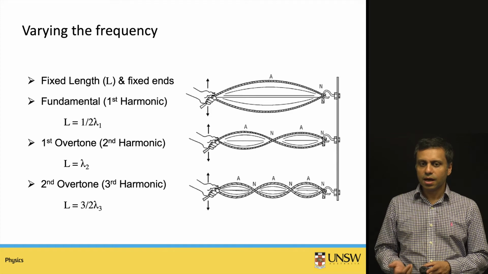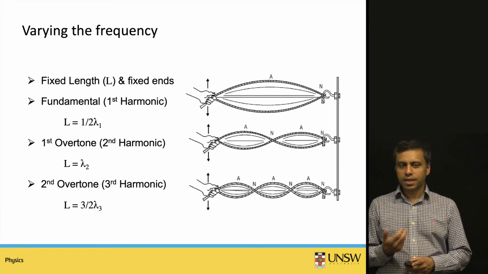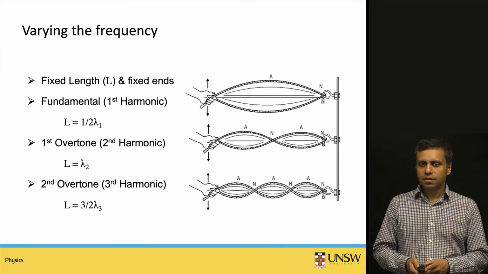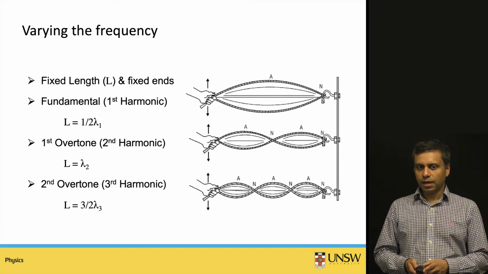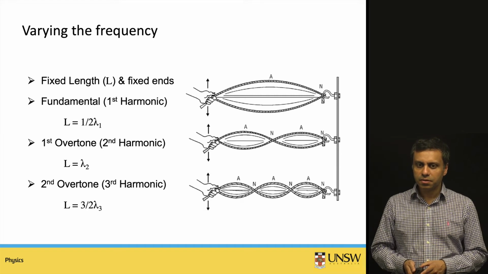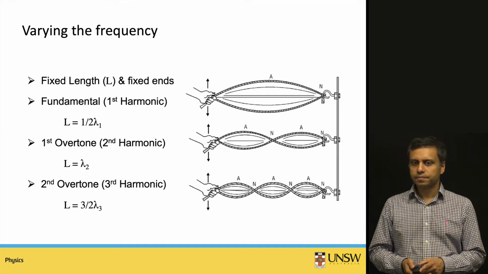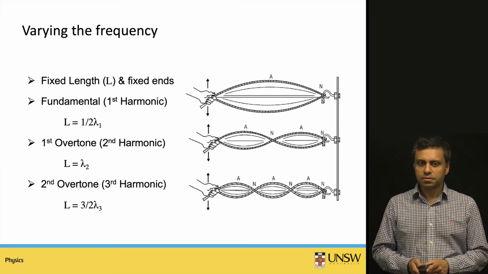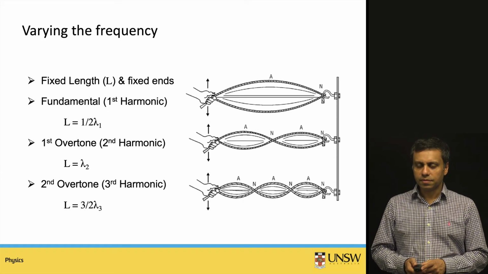The next one is the third harmonic, or also called the second overtone, and this is equal to 3/2 of the wavelength, lambda 3 basically. You can see that there are 3 nodes forming and 3 antinodes forming. The number of nodes and antinodes are directly related to the harmonics of the wave.